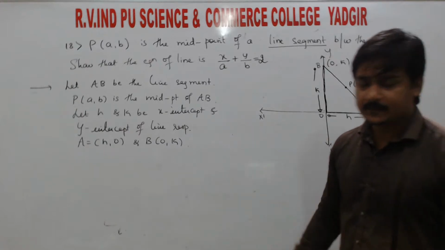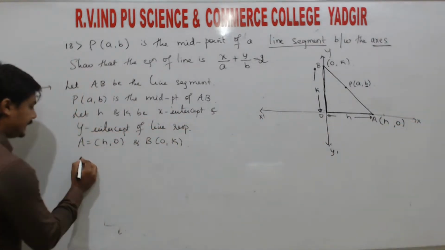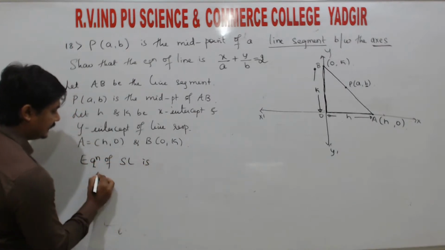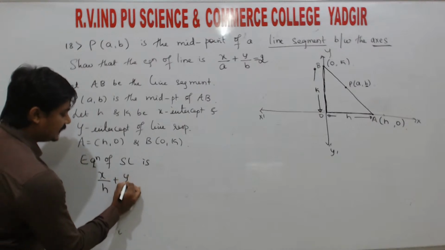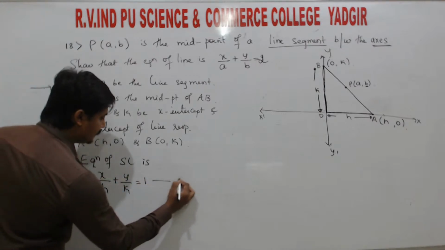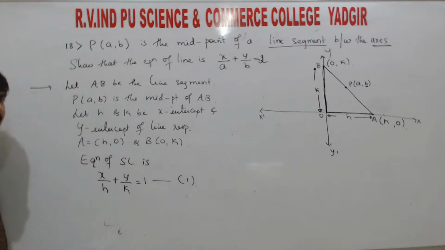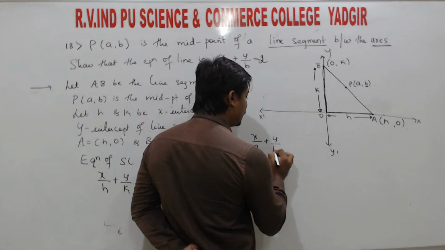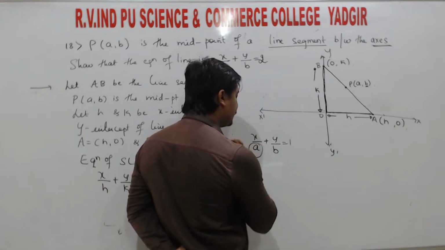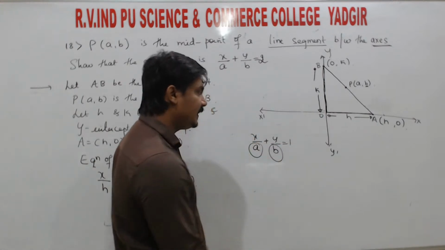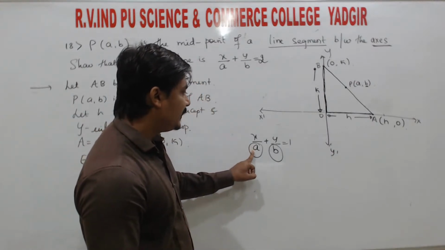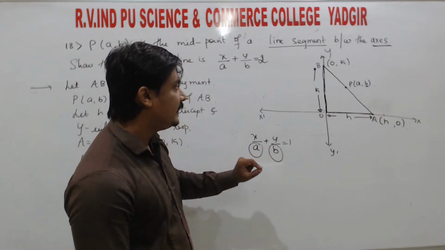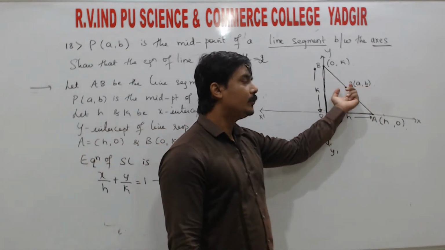So with this assumption, the equation of the straight line becomes what? The equation of the straight line is x by h plus y by k equals 1. Correct? The intercept form of the straight line equation is x by a plus y by b equals 1, where a is the x-intercept, b is the y-intercept of the line. Why couldn't I assume a and b as the x and y-intercepts? Because a and b are already given as coordinates of the midpoint.